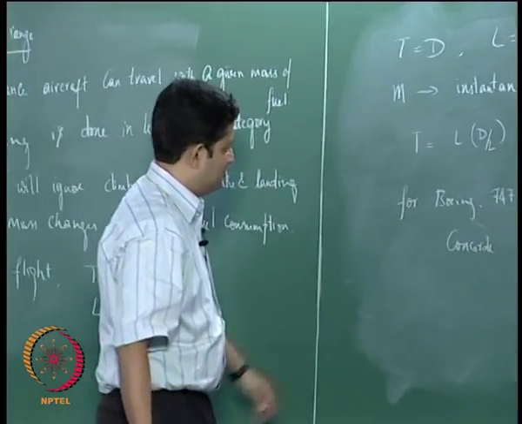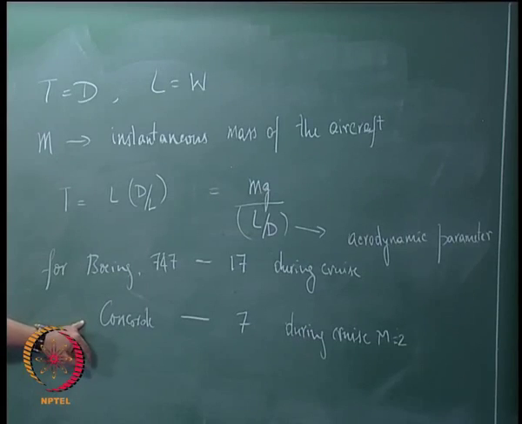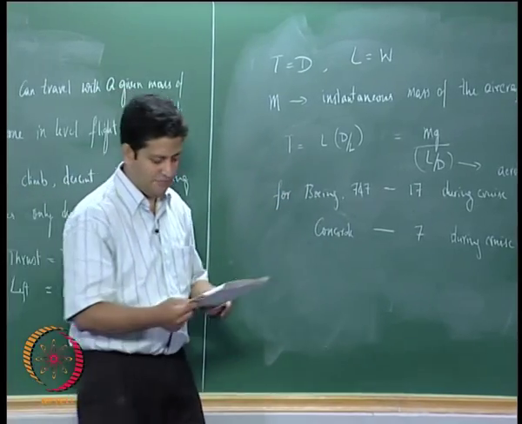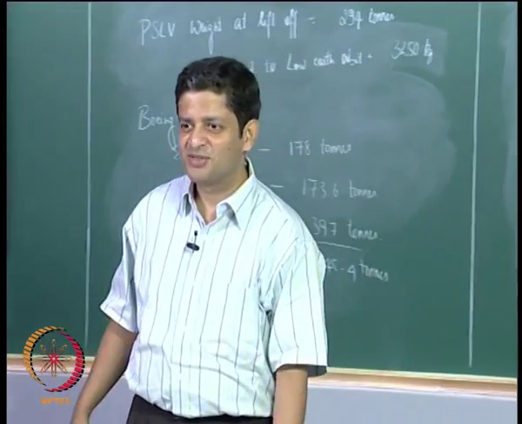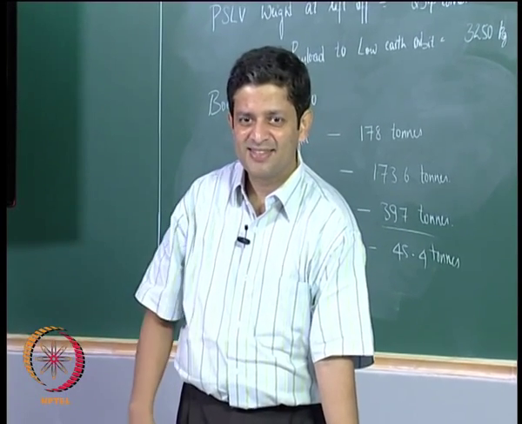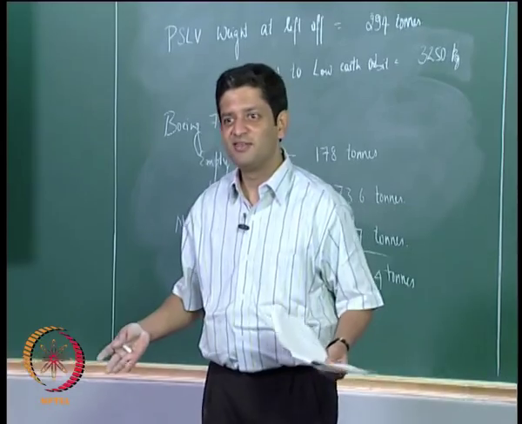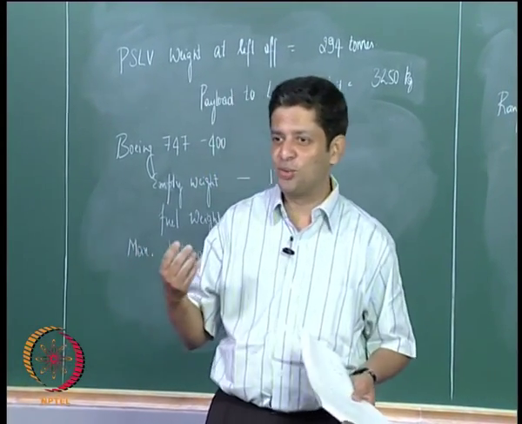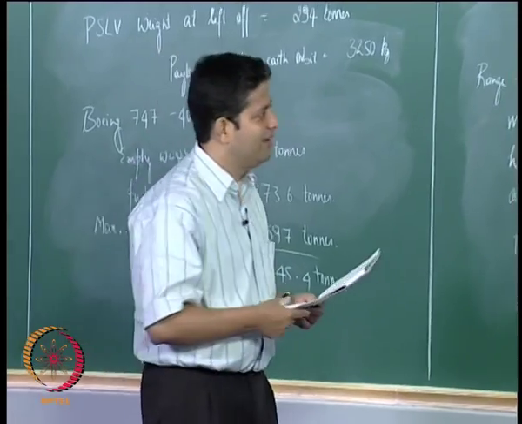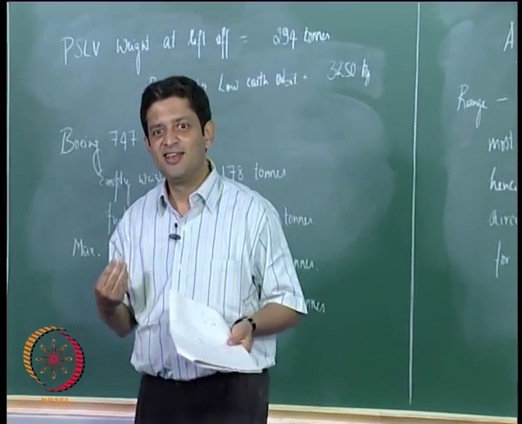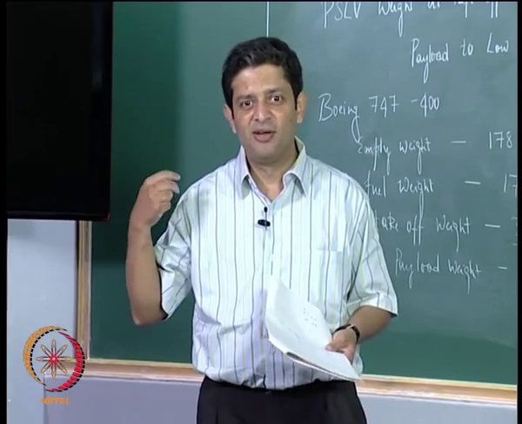Which is why Concordes are very expensive. L by D is small, so you can only afford it when fares are high. Something like a house sparrow, one that flutters very quickly and flies around, mostly makes short distance flights. The L by D for that is around 4, whereas an albatross, which is more of a long distance flyer and mostly sails through, has an L by D of around 20. So L by D also indicates what you can do. If you have a smaller L by D, then you are mostly restricted to short flights. If you have a large L by D, then you can think of longer flights.